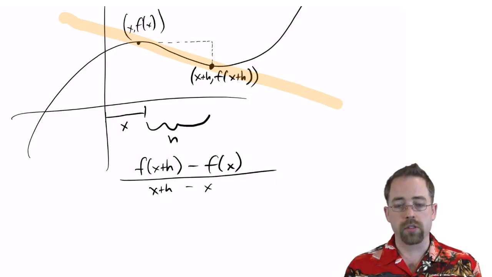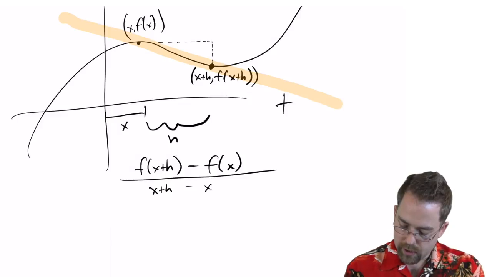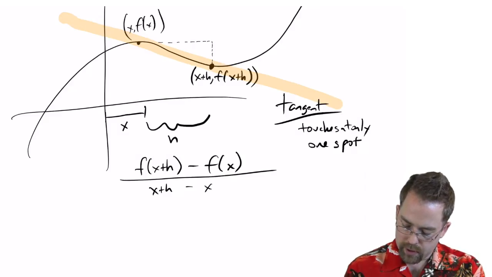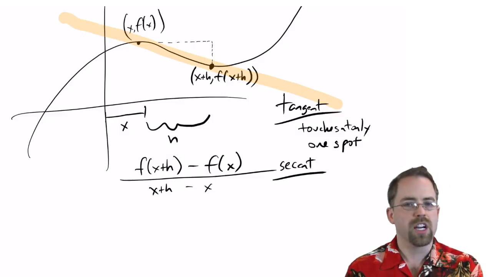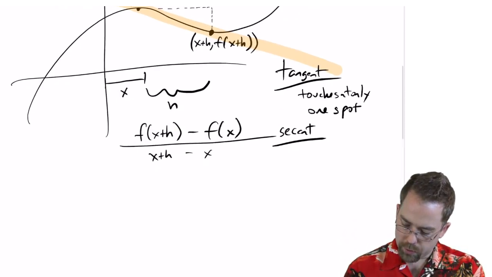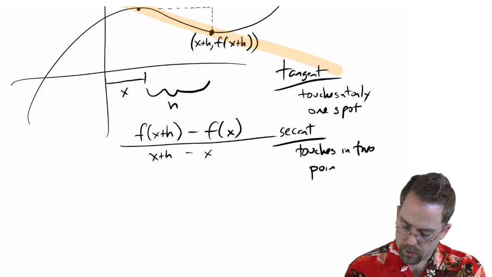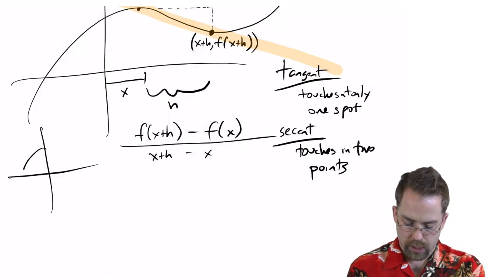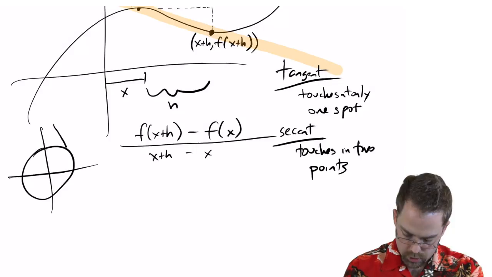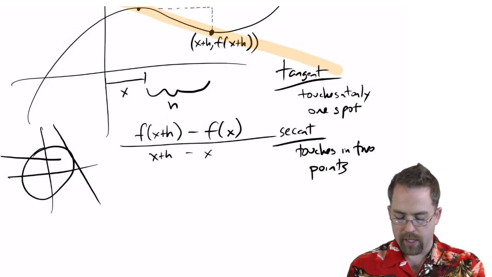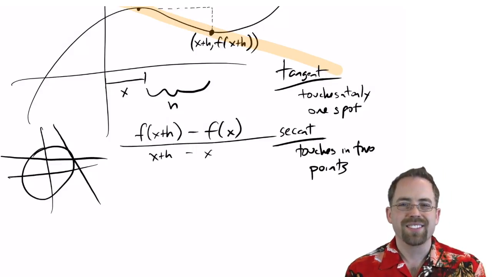We're going to get what is called a secant line. A tangent line is one that touches at only one spot, and a secant line, this is back to geometry, not trig, is one that touches in two points. So back when you were in geometry class and you drew a tangent line like that versus a secant line like that, how many spots does it touch in?